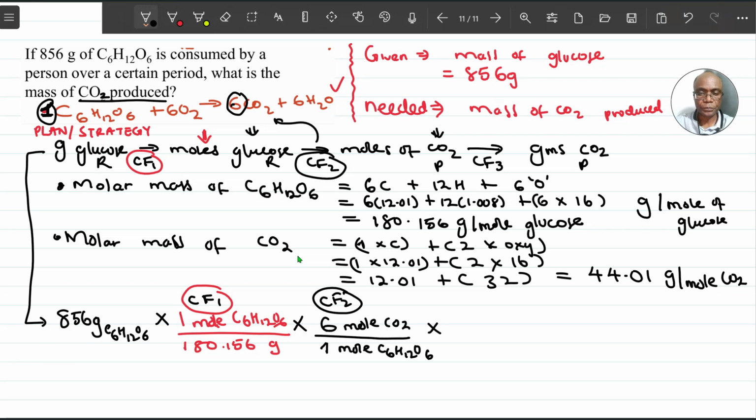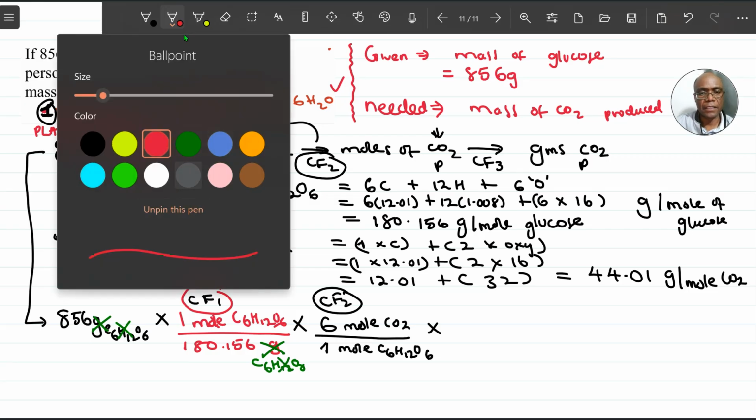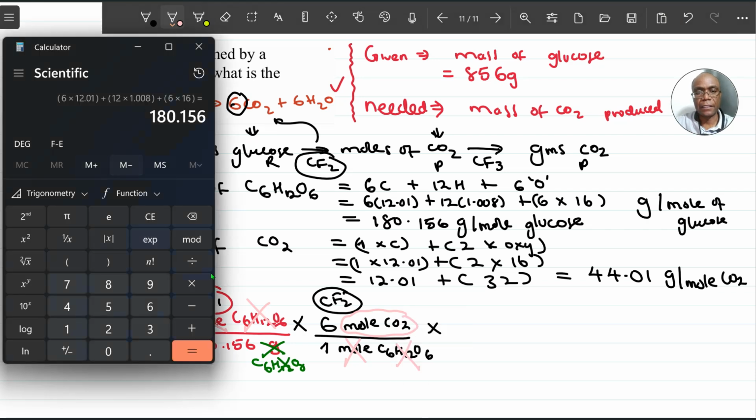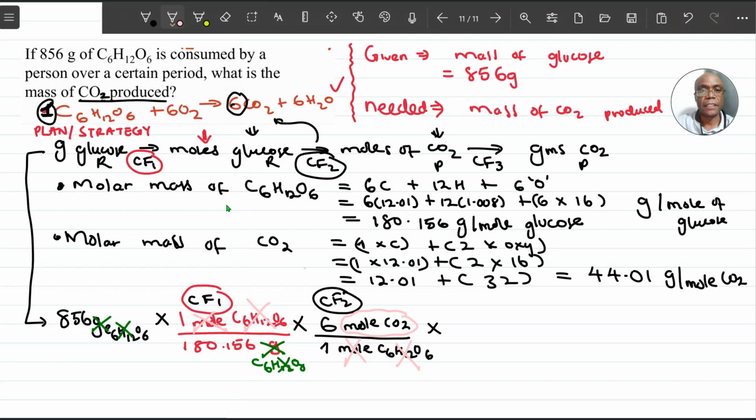I'm not done. Why? Because if I stop here, my answer is going to be in moles. Check this out. Grams of glucose will cancel. And then, let me take another color, moles of glucose and moles of glucose will cancel. So what I'm left with is moles of CO2. If I punch the numbers into the calculator, I'll get a numerical value, but the unit will be moles of CO2. The question is asking, what is the mass of CO2?